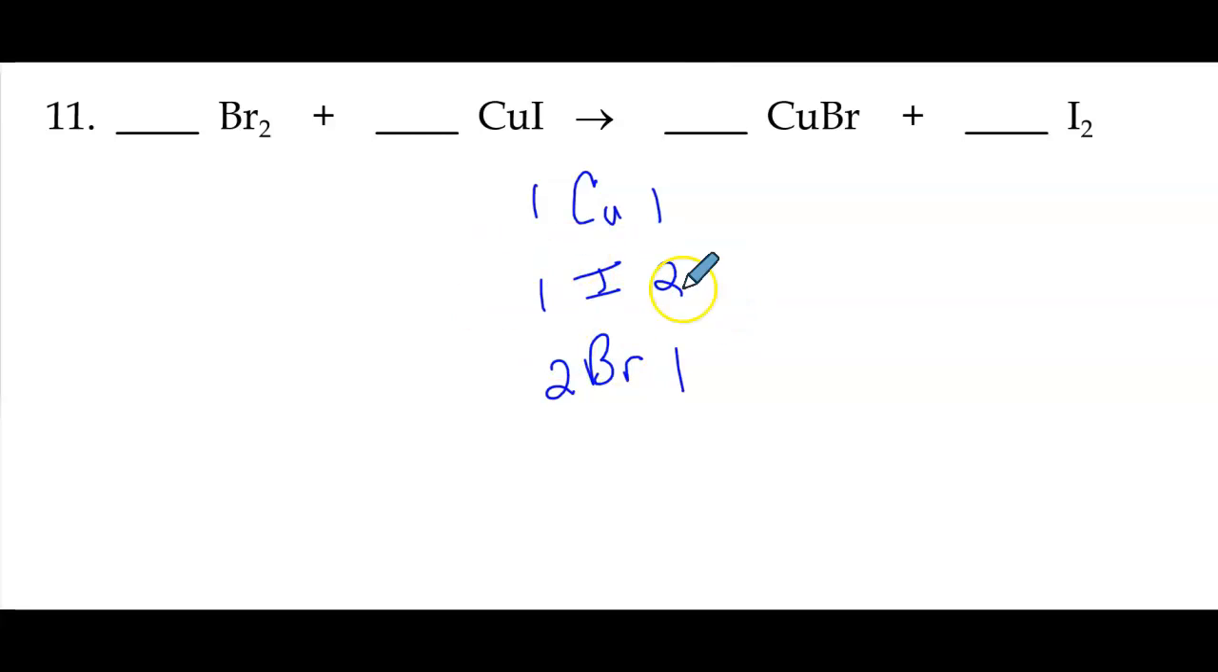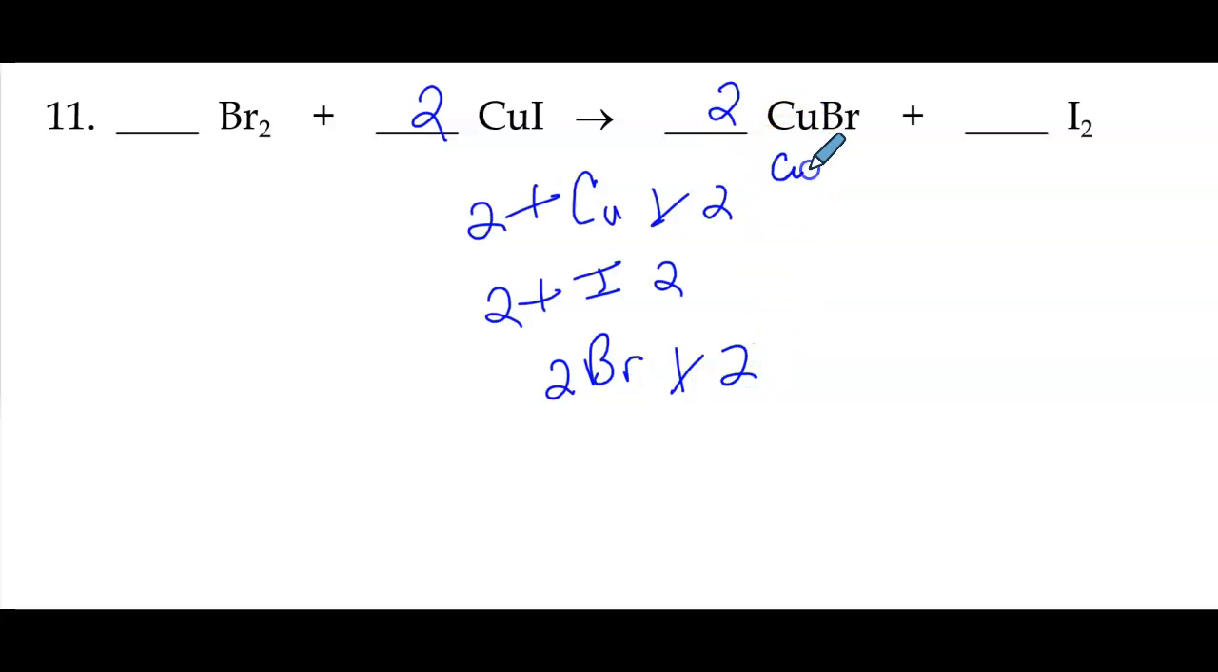So I got to fix my Is first to put a 2 here. What that does is that changes this to a 2 and this to a 2. So then I need to balance my Cus. I put a 2 here. That goes to a 2. And it also changes Br.